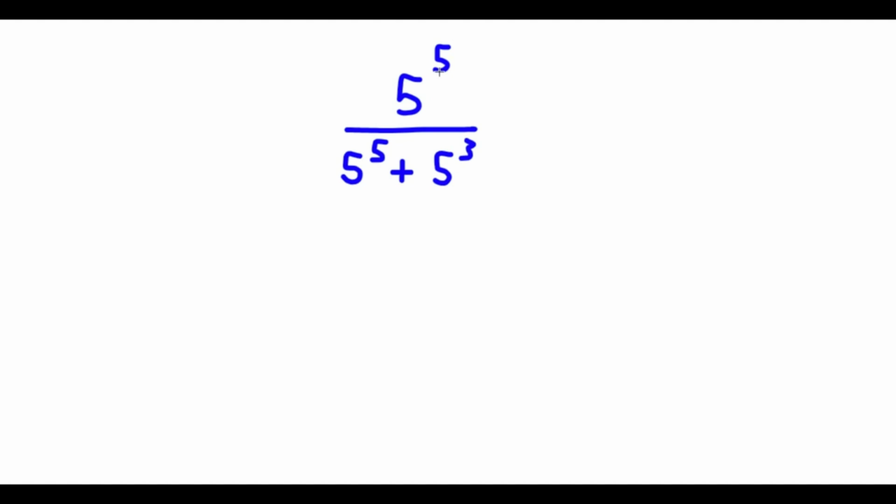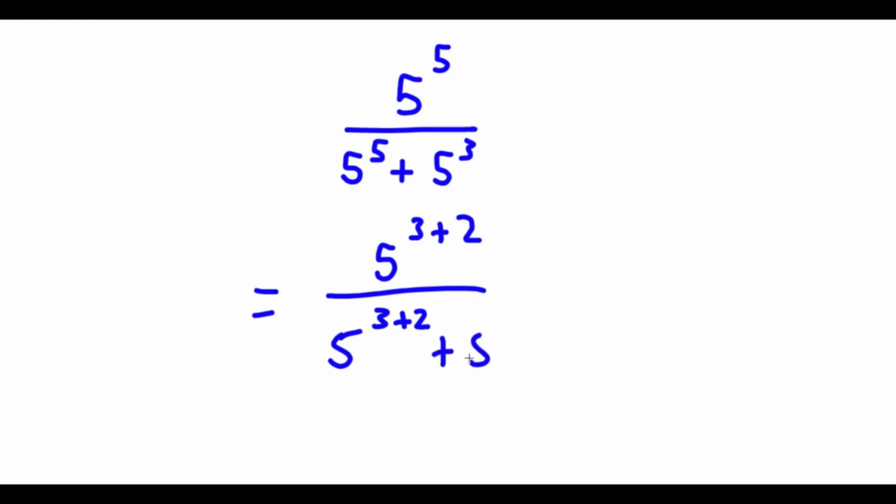All right, so I have 5 to the power of 5 over 5 to the power of 5 plus 5 to the power of 3. Now, 5, this is the same thing as 3 plus 2. So I'm going to replace the exponent 5 with 3 plus 2, and the same for the 5 in our denominator. I'm going to replace that with 5 to the power of 3 plus 2, and then I have my plus 5 to the power of 3.